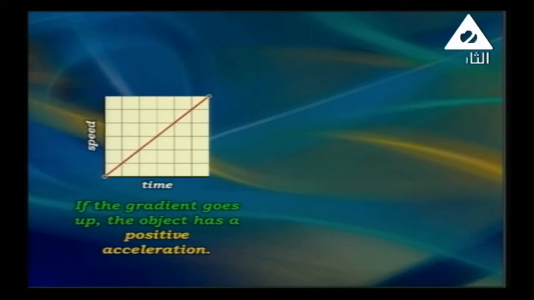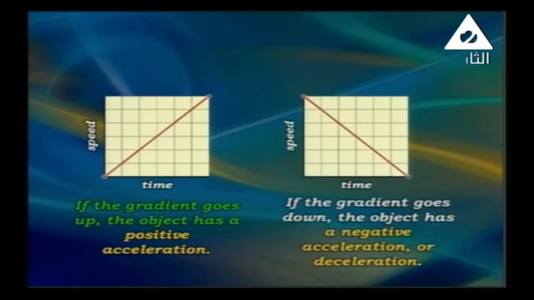We have here the speed time graph. The gradient goes up and the object has a positive acceleration. And we have a new concept here: acceleration. What's meant by acceleration here?